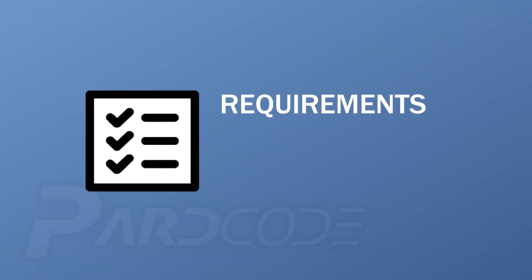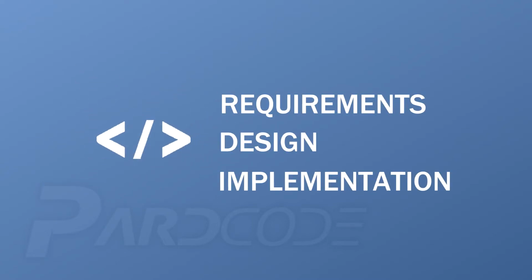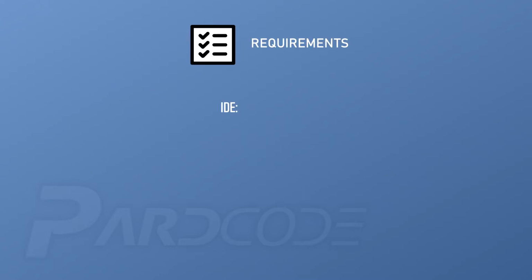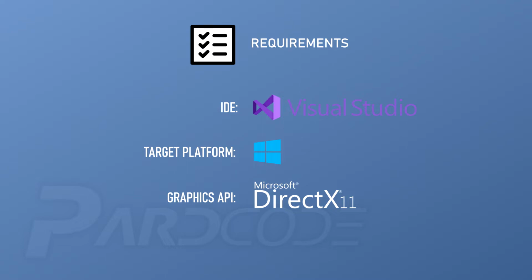As always, we will face three main parts: requirements, design, and implementation of all the necessary things to create a game engine. Let's start with the requirements. We need a C++ IDE. From this tutorial onwards, we will use Visual Studio 2019 Community, but any other C++ IDE could go well. However, Visual Studio is strongly recommended. The target platform is Windows, the target graphics API is DirectX 11, and last but not least, a bit of knowledge of C++ programming language is recommended.